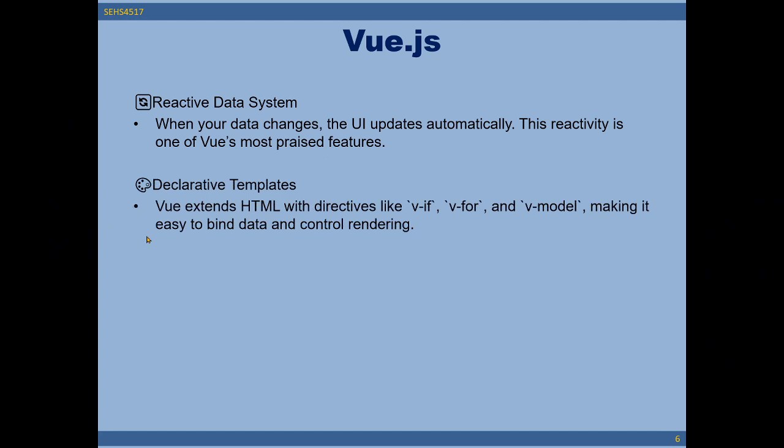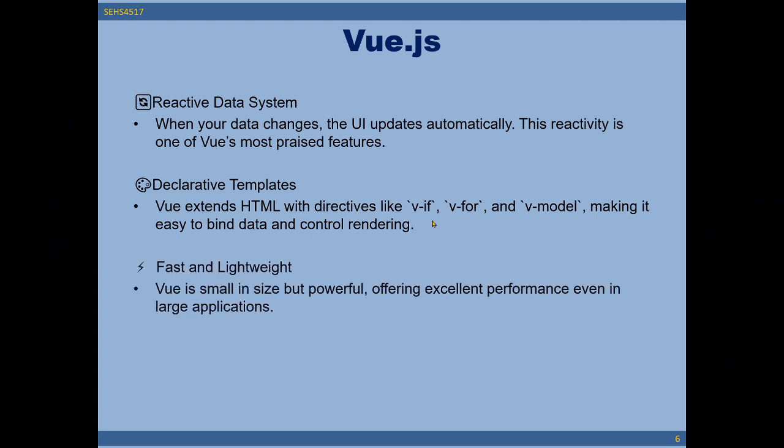And declarative templating. We will extend HTML with directives, just like v-if, v-for, and v-model, to make it easy to bind data and control rendering. That is something that we will talk about. And more importantly, it allows fast development and gives the response fast, which is also important, especially when we have to update to allow the data to be available.